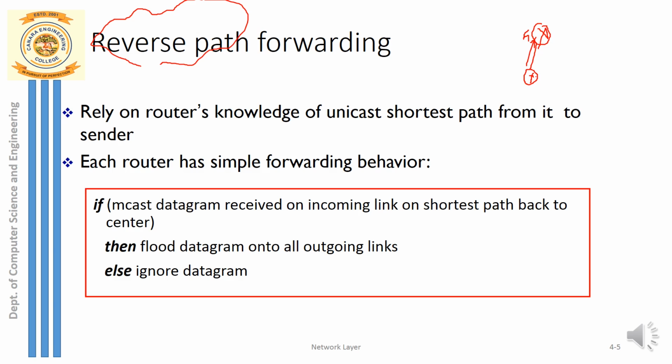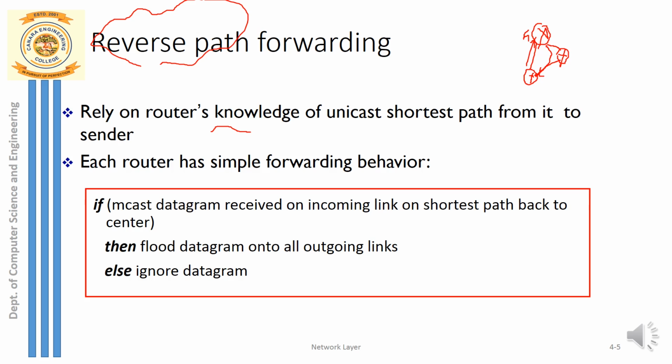Suppose a packet is received via some non-shortest path, a path which is not the shortest back to the source. In that case, the receiver is not supposed to accept it. The receiver can accept only the packet that arrives via the shortest path. You can call this the reverse path forwarding technique. The same thing is used here in multicasting also.